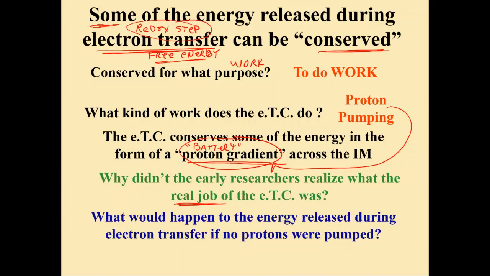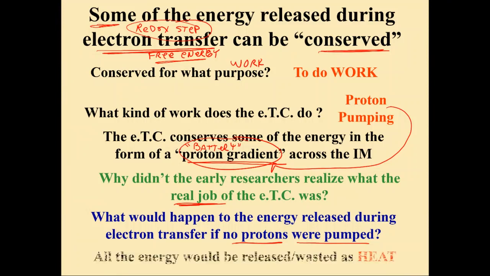All right, what would happen to the energy released during electron transfers if no protons were pumped? Suppose that the pumping complexes, which are really like machines that know how to use the free energy of the redox reaction to conserve it like a machine and do some sort of machine work, right? Suppose that these pumping complexes didn't pump protons, then what would happen to all that free energy that would be released with the movement of the electrons? It would all be lost as what? It would all be lost as heat, correct?